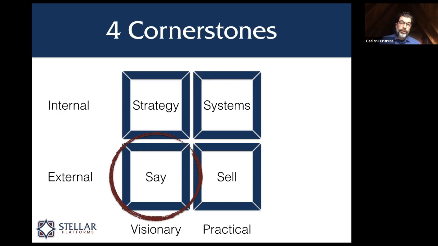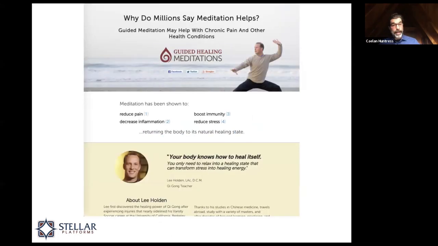But there's also what you say about your offers and how you describe your offers. Because you don't want to just be selling it all the time. You want to say something that's in harmony with your brand and your values. And this was the problem faced by Lee Holden. He's a Qigong teacher out of Santa Cruz, and he does a lot of PBS specials. He's worked a lot with Weight Watchers.